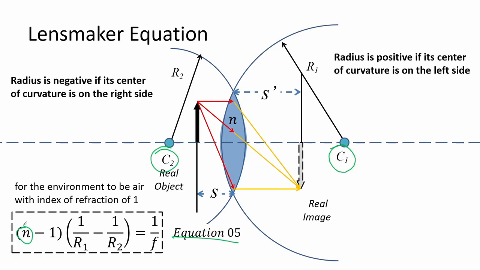The sign of the radius depends on the position of the center of curvature. Radius is negative if its center of curvature is on the right side. And radius is positive if its center of curvature is on the left side.